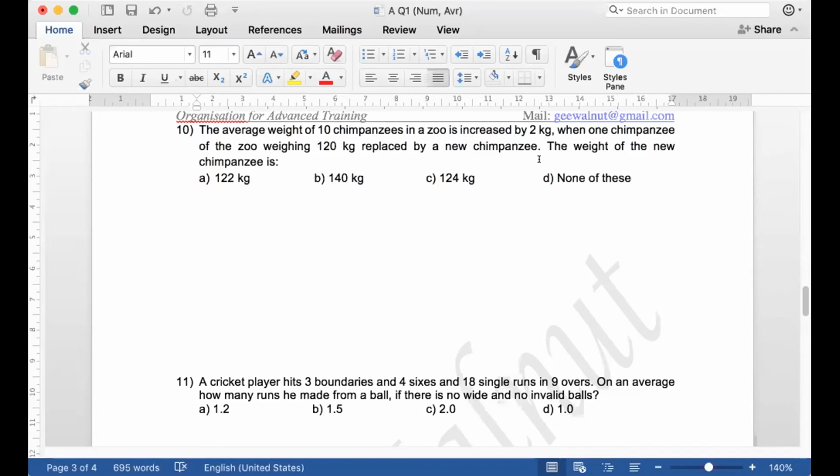So when the new one is introduced, what happened? The average weight is increased by 2 kilograms, which means total weight is increased by 20 kilograms. The total number of chimpanzees is 10. So 20 kilograms is increased. 120 is gone. So if 20 kilograms is increased, it means 140 came in. So the weight of the new chimpanzee is 140. You don't need any kind of formula. Just look at the question and you get the answer. If you need further explanation, talk to me. 140.